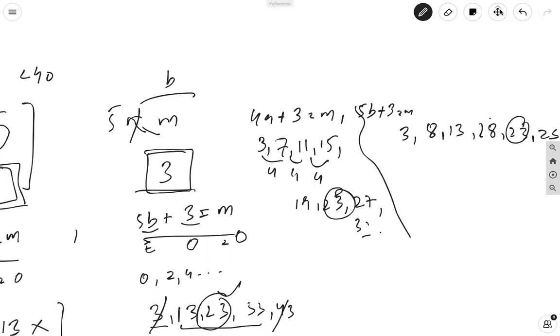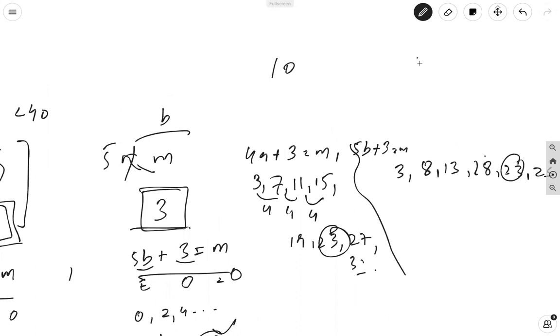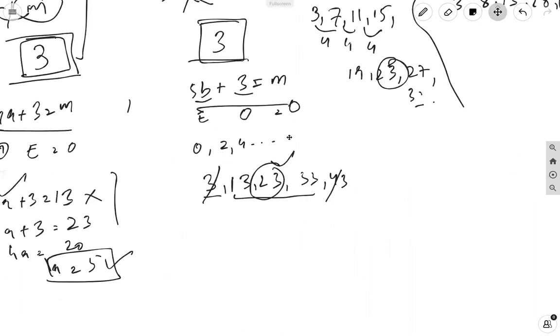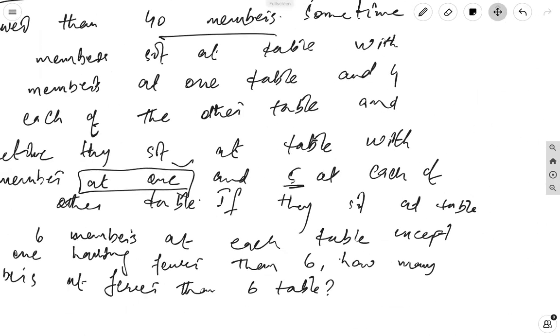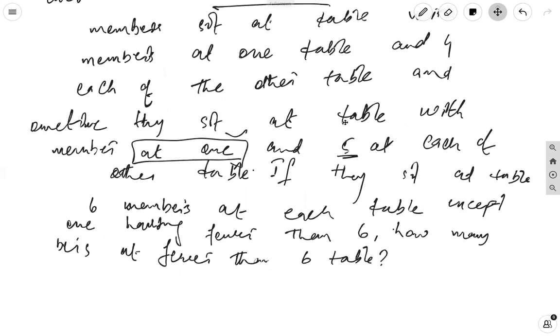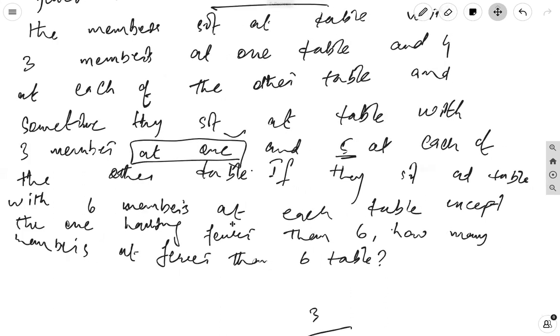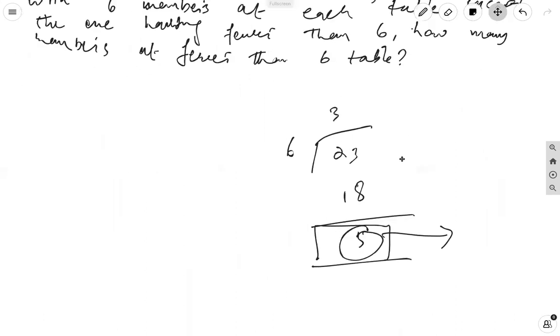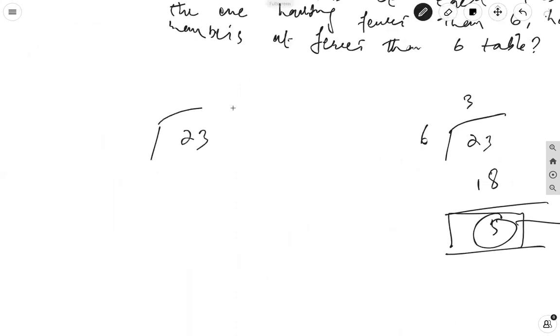It doesn't matter, because the question says the number is between 10 and 40 and our value is within this range, right? So just divide 23 by 6, because the question at last says that if they sit at tables of 6 members each, there is one table having fewer than 6. Now, if we divide 23 by 6, how many will sit at the table with fewer than 6 members? If we multiply 6 by 3, this is 18, and the remainder comes out to be 5. Got this question now?